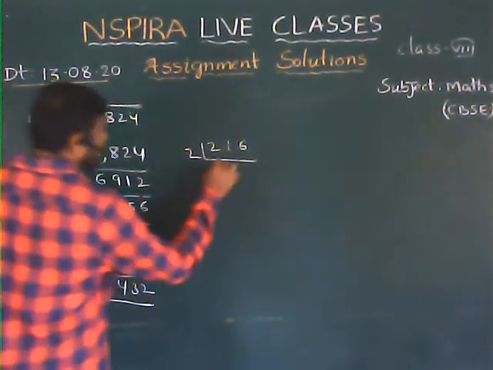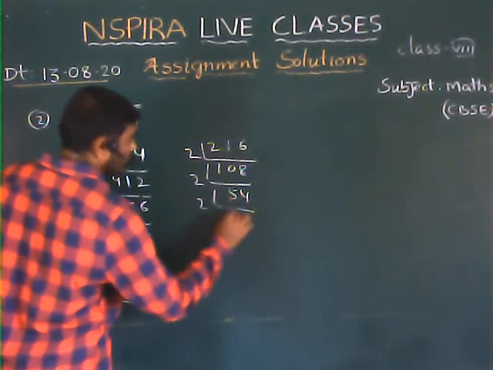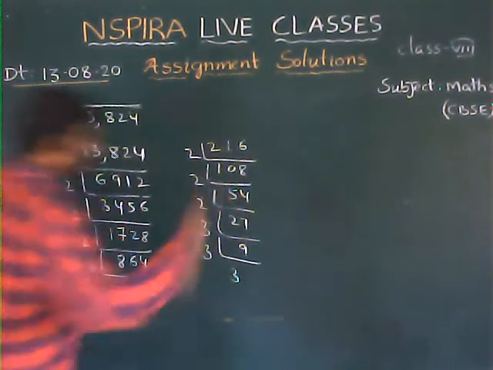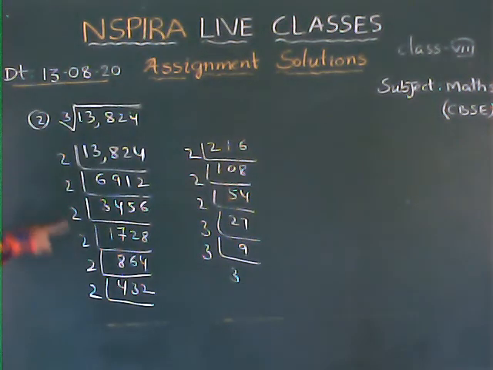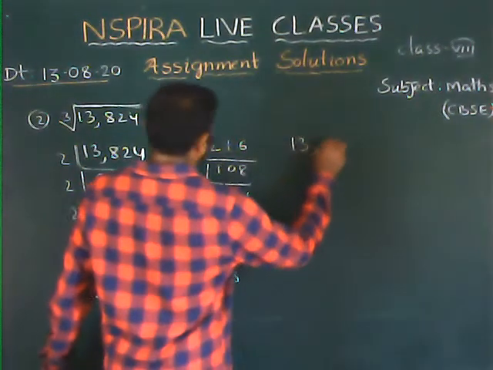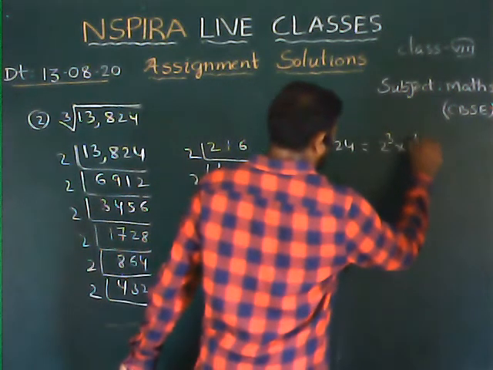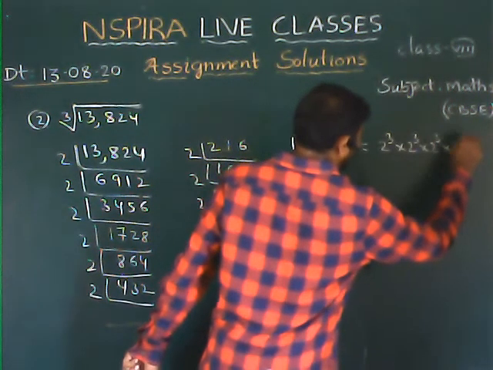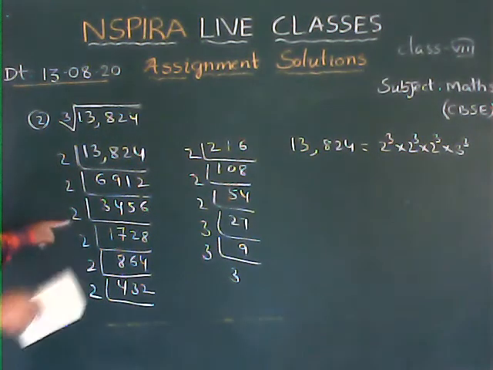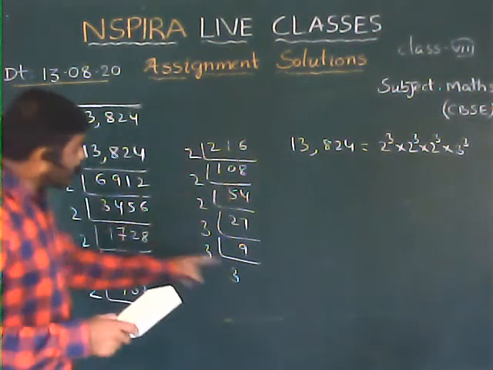Now with 2, 108, again with 2, 54, again with 2, 27, now with 3, 3 9s, now again 3, 3 3s. Now see that 1, 2, 3, 4, 5, 6, 7, 8, 9. So 13,824 can be written as 2 cube into 2 cube into 2 cube into 3 cube. Am I correct? 2 is repeated 9 times. 2 into 2 into 2, 2 cube. Again 2 into 2 into 2, 2 cube. Again 2 into 2 into 2, 2 cube. 3 into 3 into 3, 3 cube.